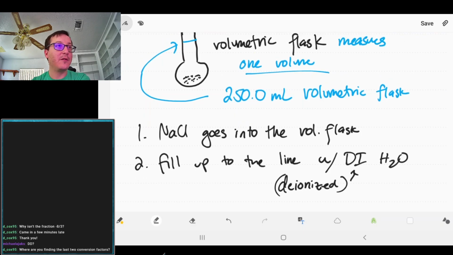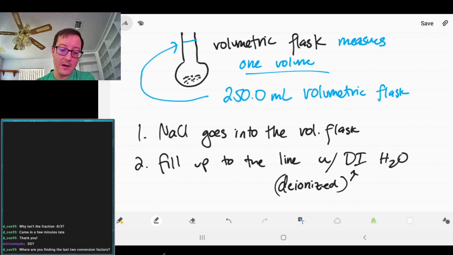So we're going to put our sodium chloride in, we're going to fill it up to the line, and we're going to have exactly 250 mLs of solution. Remember that molarity is moles over liters of solution, not liters of water, liters of solution.